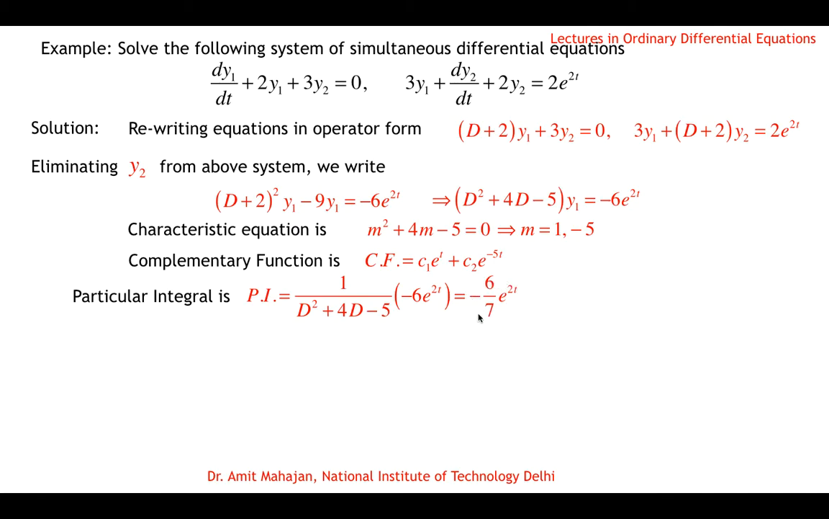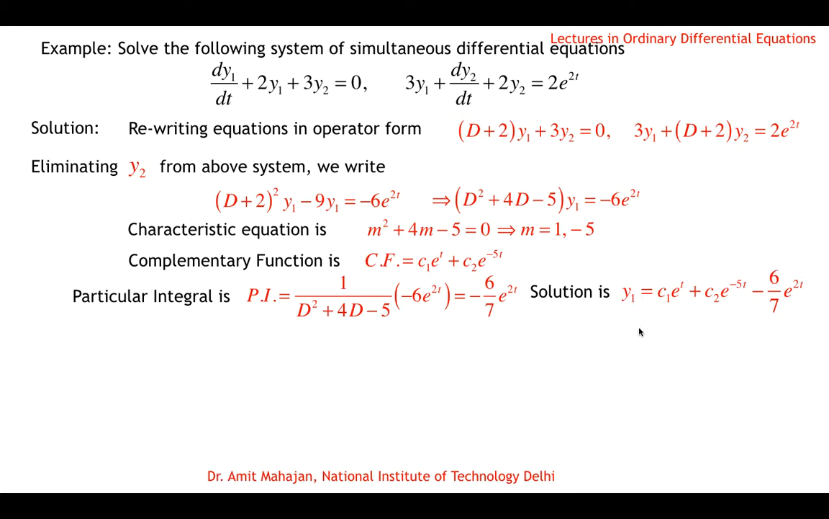So what we get is this as a solution, because the denominator is non-zero, and we know that the denominator will be non-zero because 2 is not a root. Once we have the particular integral, we can write the solution. That means y1 is the complementary function plus the particular integral, the sum of these two. So the solution is y1 = c1 e^t + c2 e^(-5t) - 6/7 e^(2t).